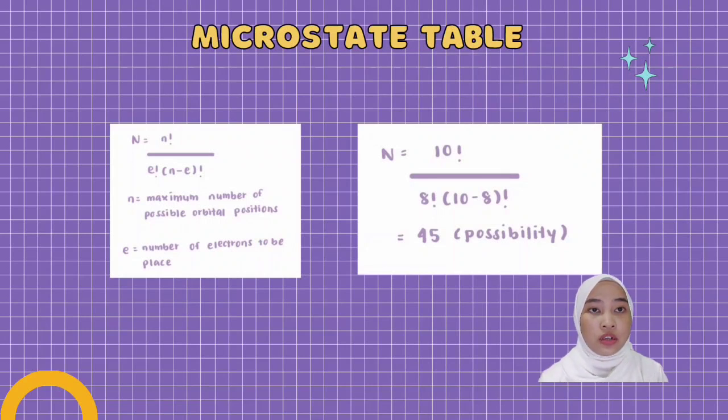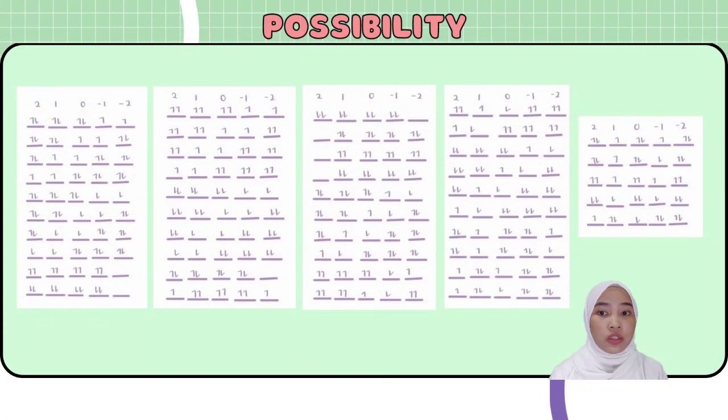After the calculation, you can see my calculation on the screen behind. I got 45 as the possibility. After that, I need to draw all the 45 probabilities, as you can see on the screen behind. This is my drawing of the electron positions for my metal complex.